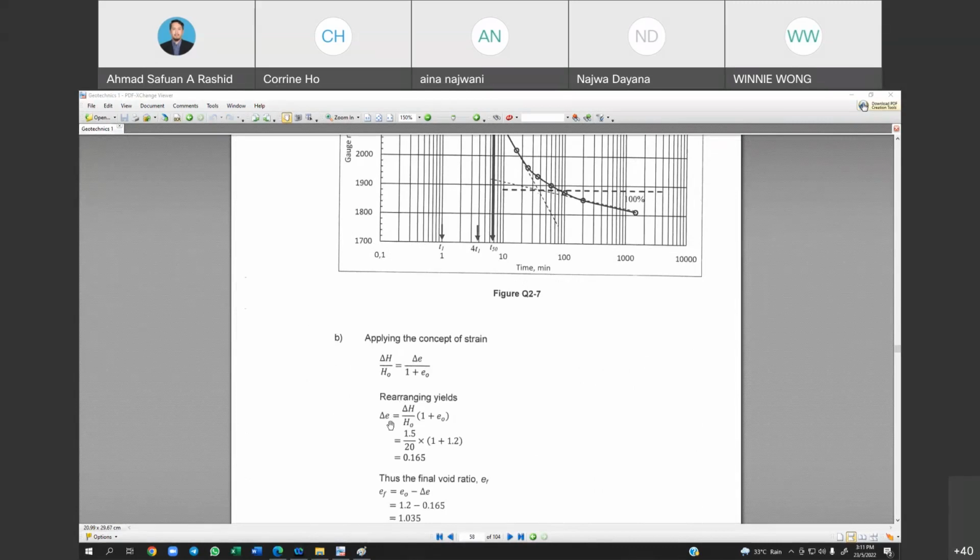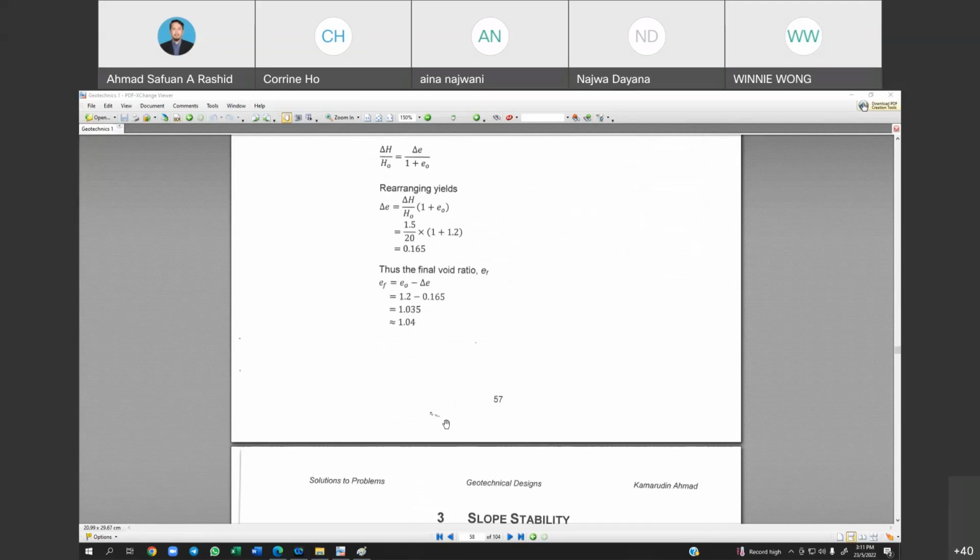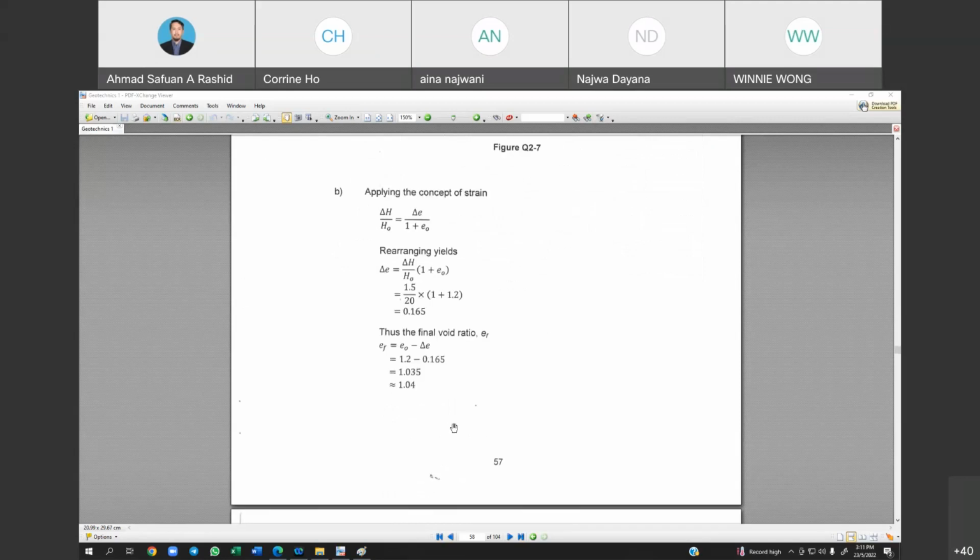So we rearrange the values to determine the delta E. Then from there we can estimate the value of the final void ratio. So it is equivalent to 1.04. So that is for example number 7.